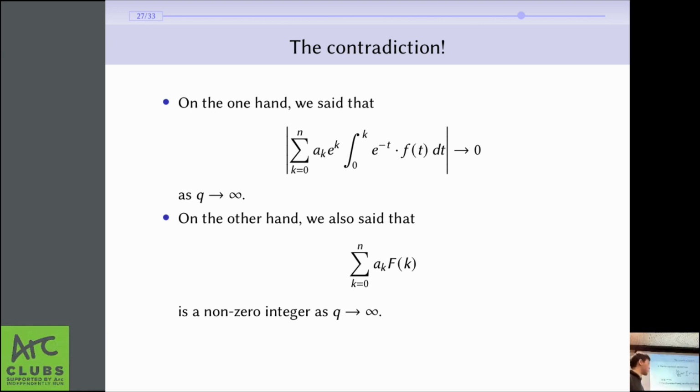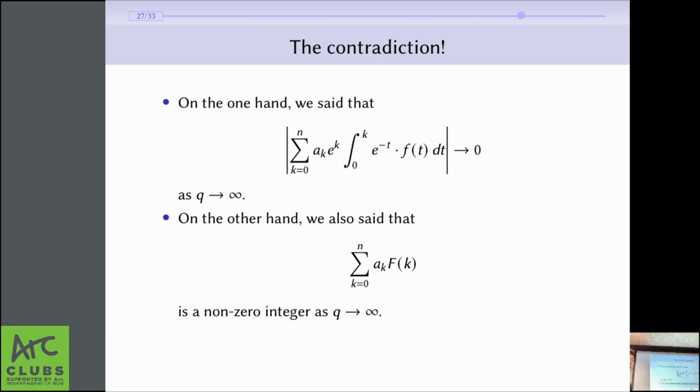But what we just proved was that this sum is a non-zero integer. And if this is a non-zero integer and this goes to 0 as q goes to infinity, well, how is that even possible, right? Because you can take this to be something like less than 0.0001 for a large enough q, but we know that this sum has to be at least 1, right? So this is never actually true.